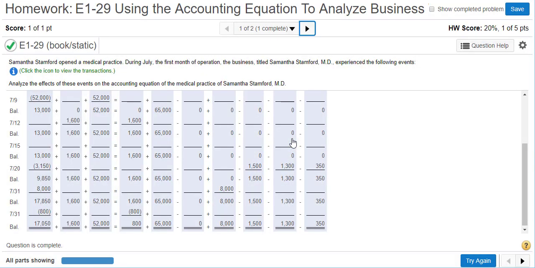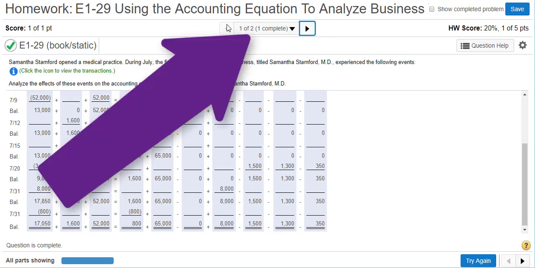So that problem took a while because I had to do a lot of explaining and talking. But once you get practice with these, they get pretty quick. So don't forget to do the other one with the random numbers.